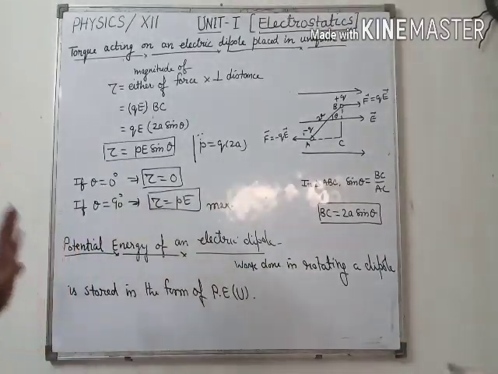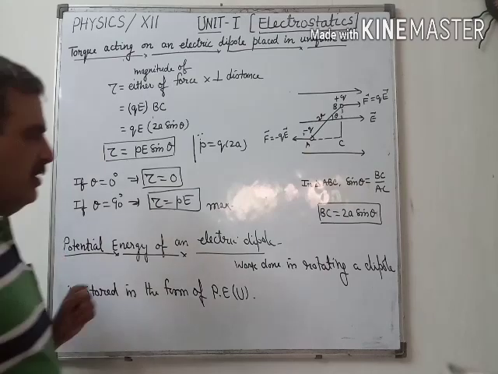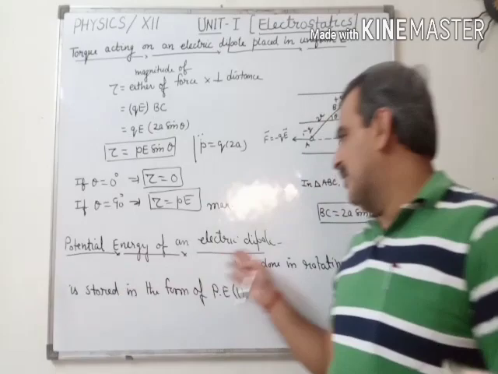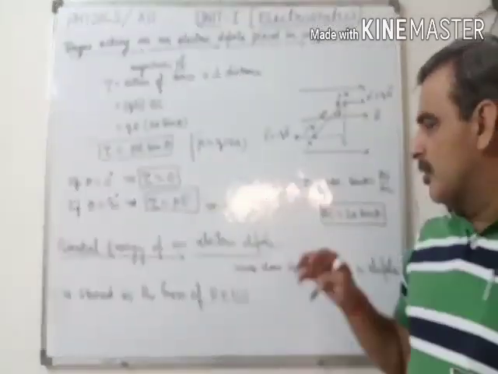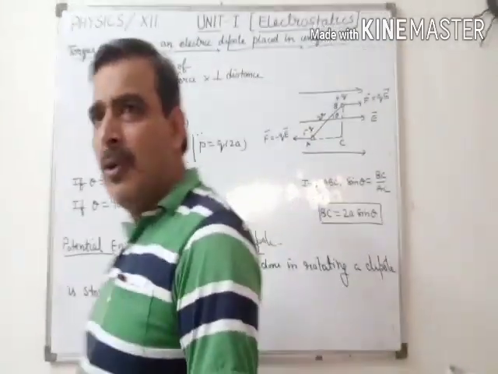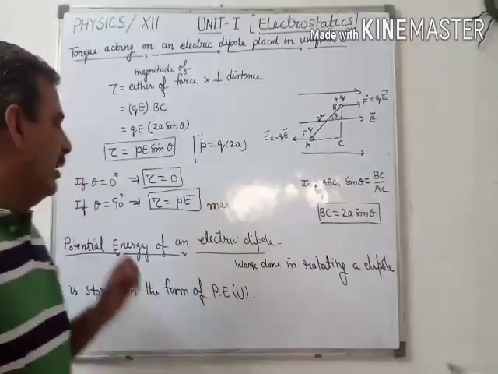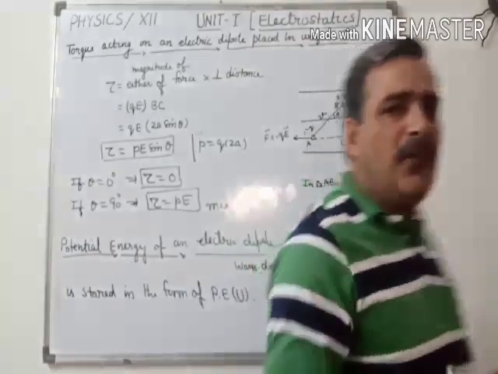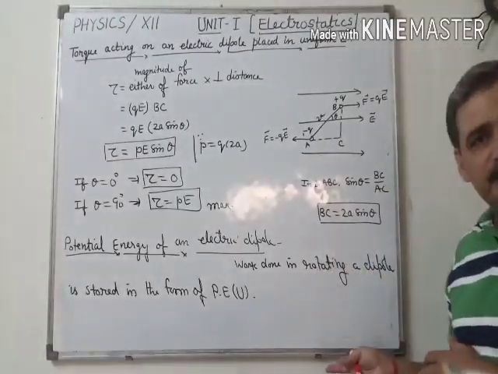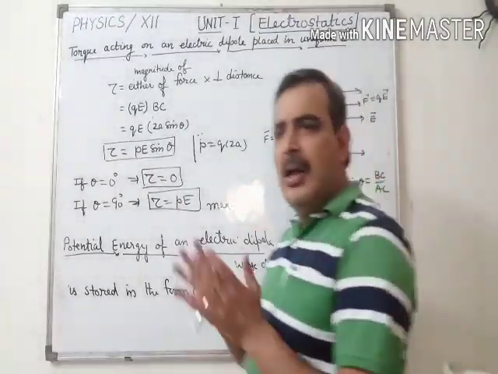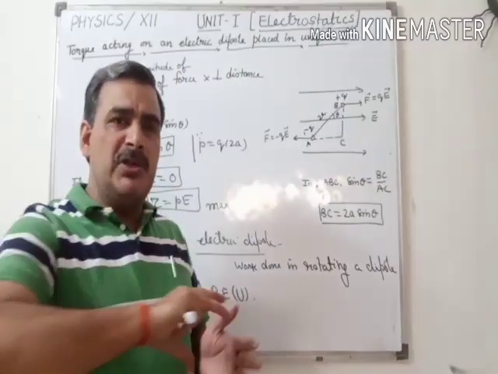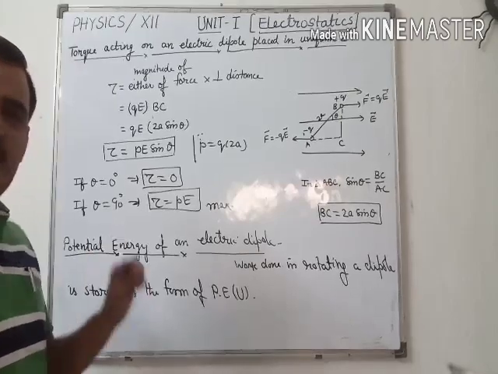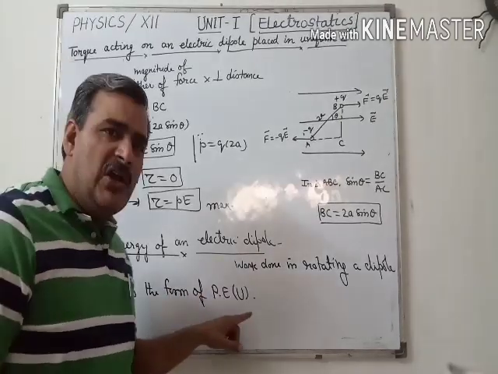So this is the expression you have for the torque acting on an electric dipole placed in a uniform electric field. Now one more topic related to the electric dipole is the potential energy of an electric dipole, which is the next topic. So what is this potential energy of an electric dipole? Potential energy means the amount of work done in rotating the dipole from one position to another. This work done is stored in the dipole in the form of potential energy, which is given by U.